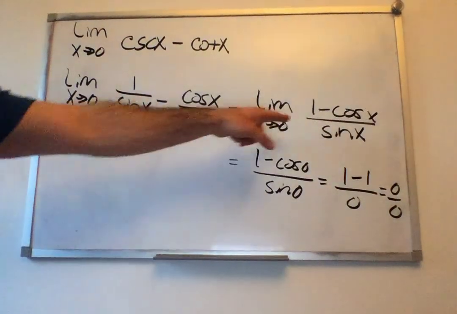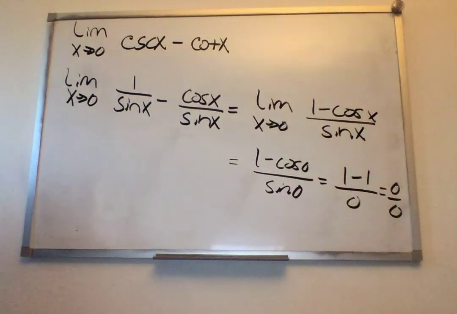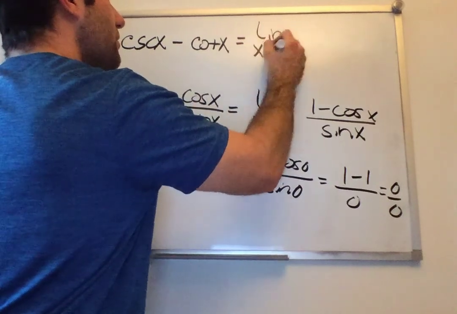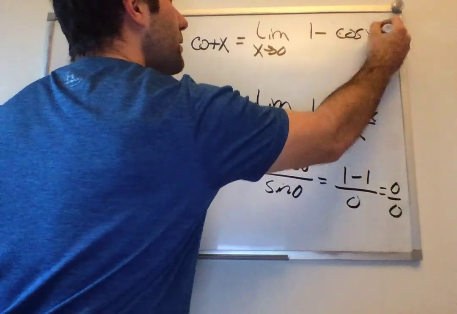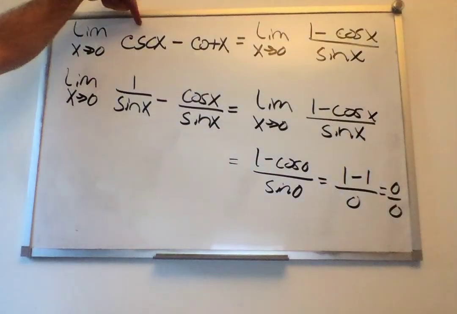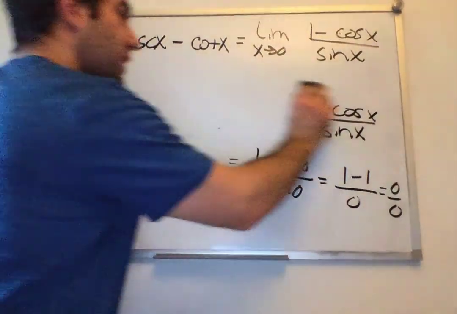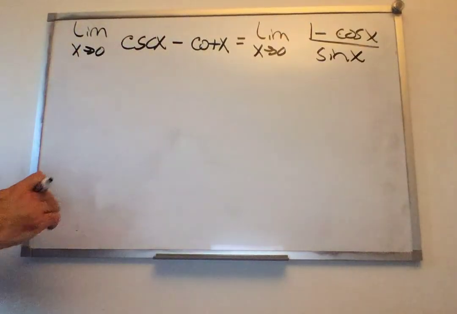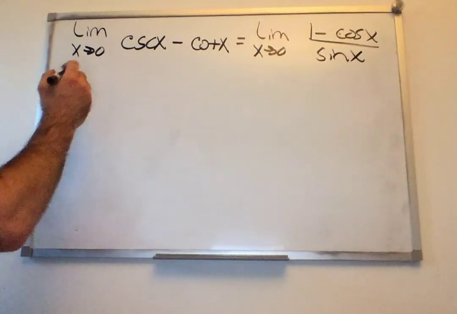Now that I have the limit in a form of 0 over 0 or infinity over infinity, I could use L'Hopital's rule. So limit as x goes to 0, 1 minus cosine of x over sine of x. Our original problem is equal to that limit just by algebraic manipulation. Since I already showed that this was 0 over 0, I could use L'Hopital's rule.